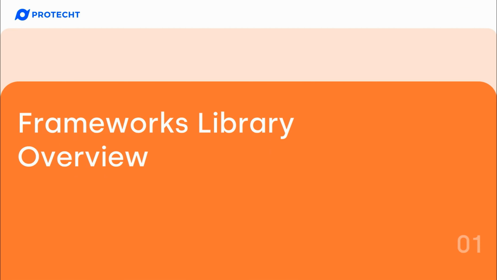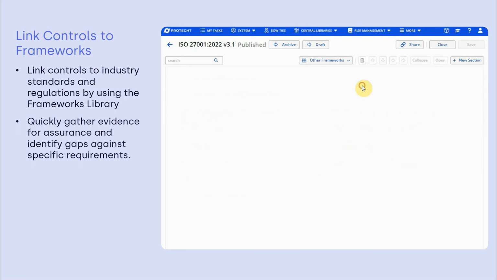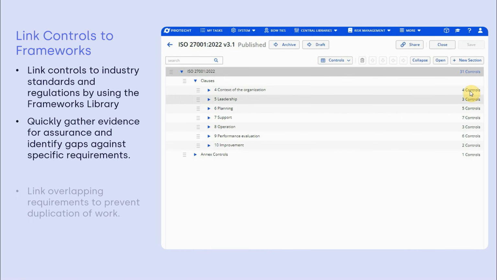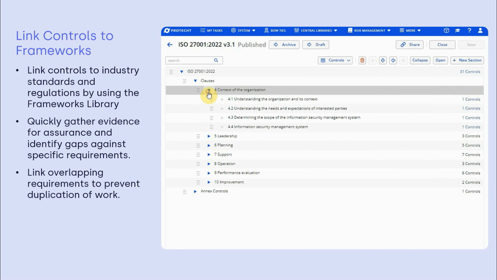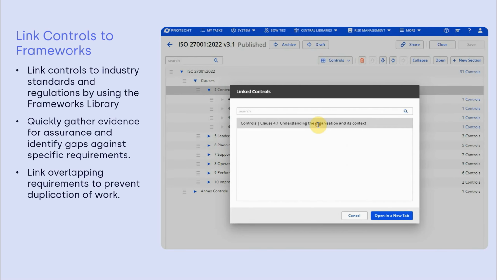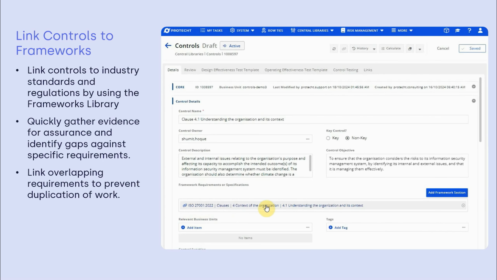You can link controls to industry standards and regulations in the Frameworks library. This allows you to quickly gather evidence for assurance and identify gaps against specific requirements, as you can see at a glance which requirements of a framework are linked to a control. You can also link overlapping requirements from different frameworks to prevent duplication of work.